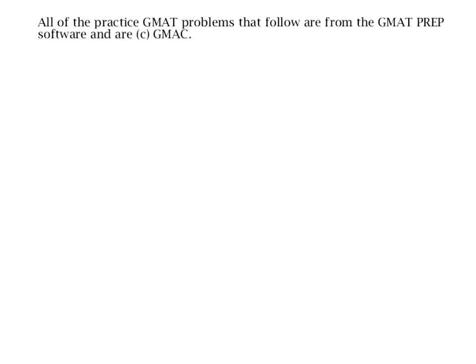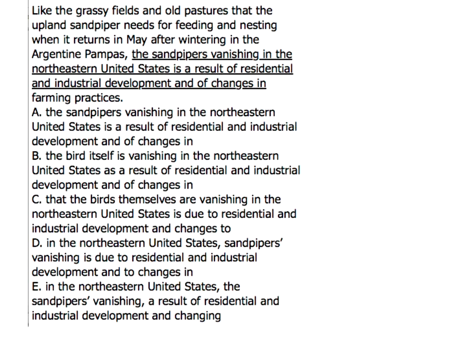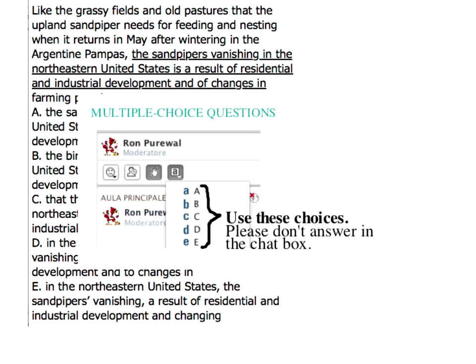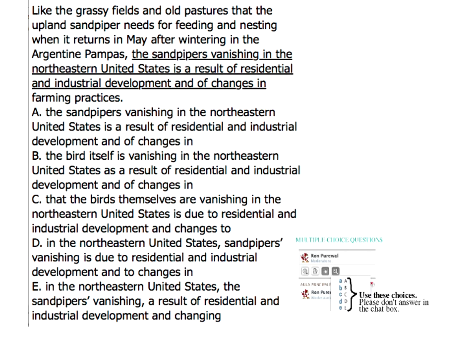Again, the attribution: all of the problems that you're going to see are from the GMAT prep software, which is copyright GMAT. So there it is. And remember where those multiple choice answers are found. They are found here in the little A through E menu underneath your name. Let's do a problem. So here's a sentence correction problem. And again, don't forget where the multiple choice questions are found.